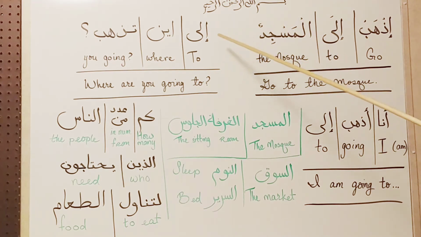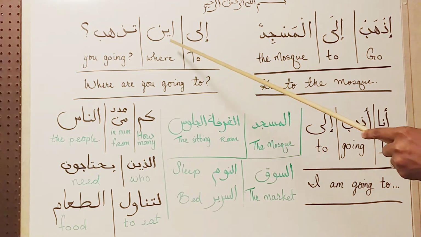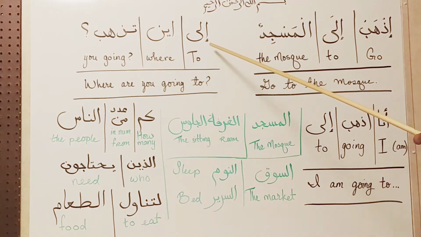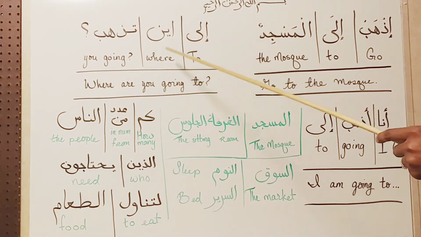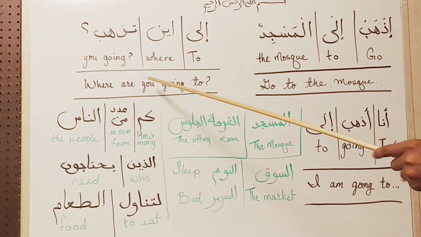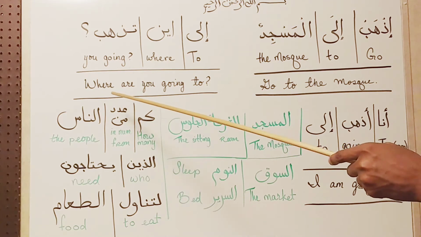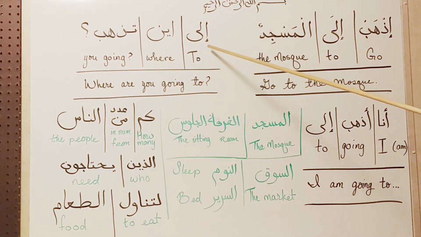Here you'll find إلى again. إلى أين تذهب? Or to a female you'd say إلى أين تذهبين? To is إلى. Where? أين? تذهب, you going. When you read it out as a sentence in English, where are you going to?